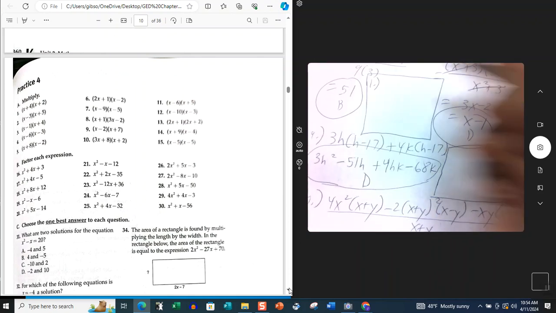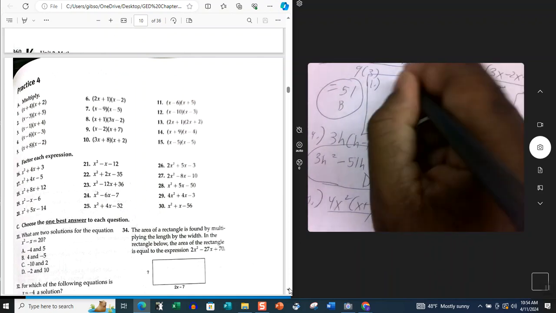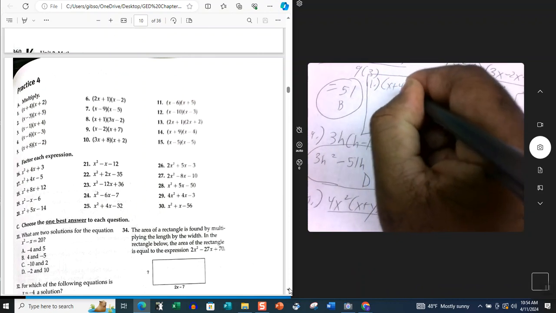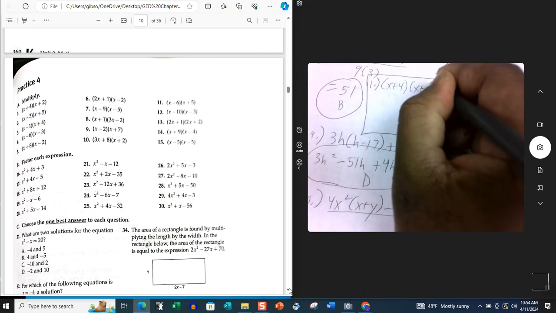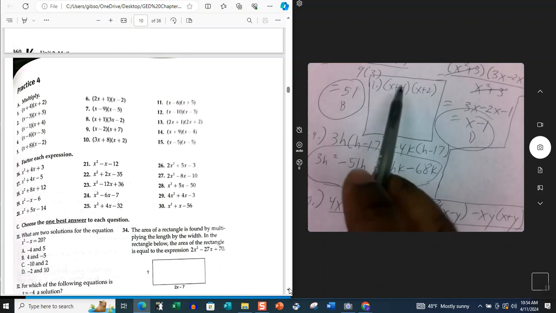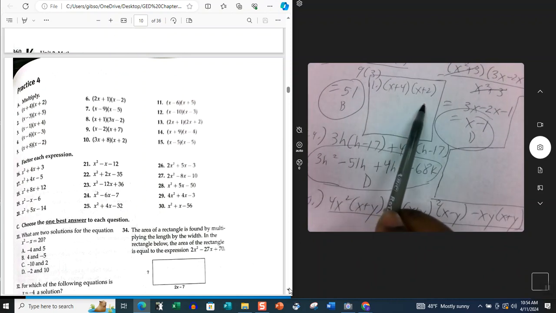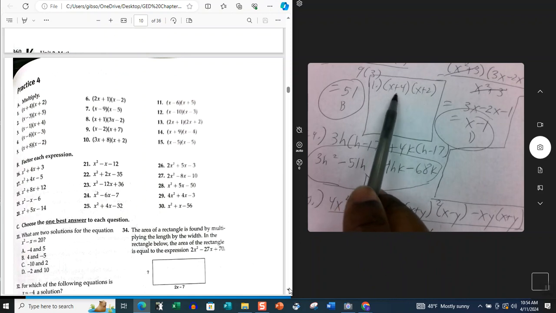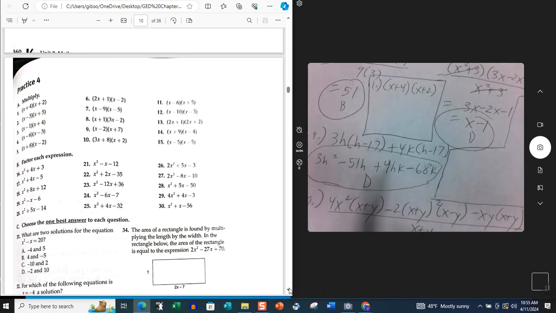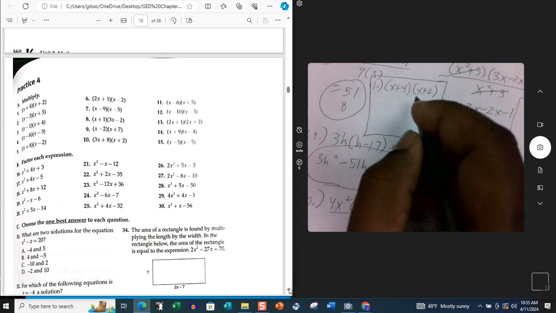Problem number 1, we have x plus 4 times x plus 2. What we're supposed to do, we have a binomial times a binomial. We multiply using the distributive property of the first term and of the second term, which I taught you all, and we call it FOIL in this instance.